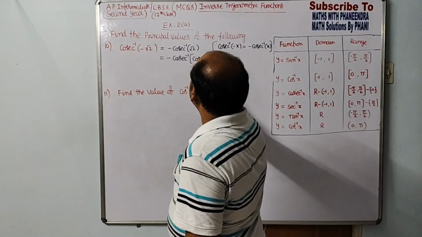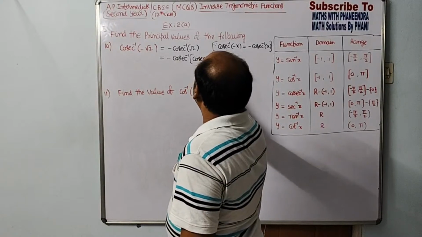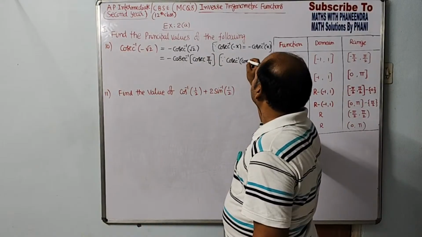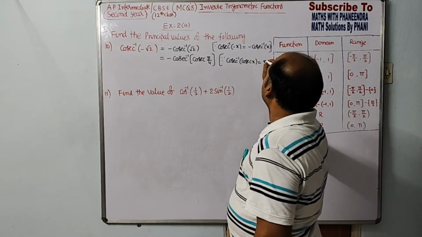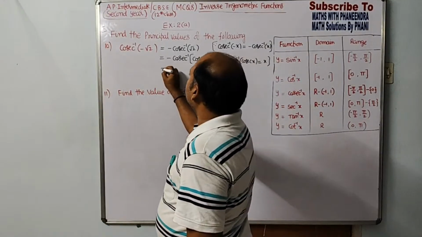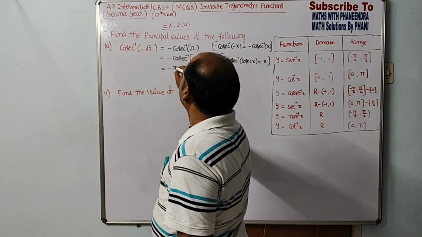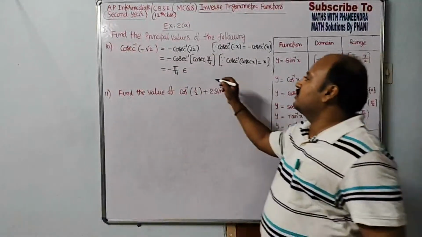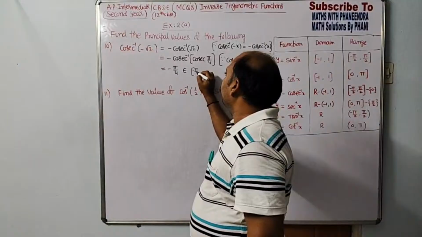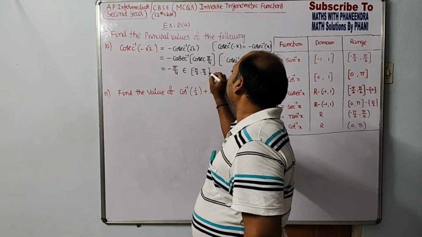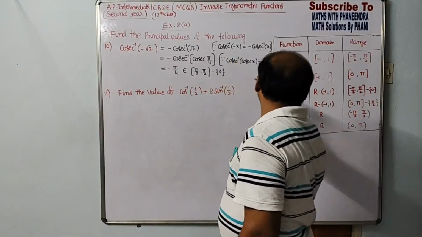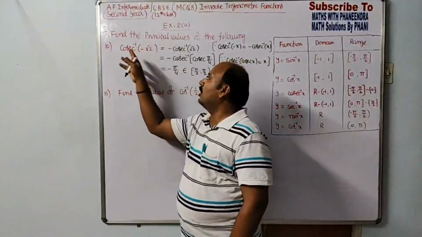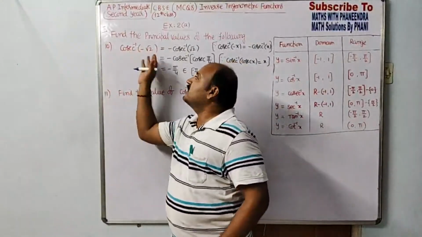So cosecant pi by 4. Again we have the formula: cosecant inverse of cosecant x is equal to x. So minus x means minus pi by 4. This value belongs to the range of cosecant inverse x, the closed interval minus pi by 2 to plus pi by 2, excluding 0. Minus pi by 4 is called the principal value of this cosecant inverse of minus root 2.